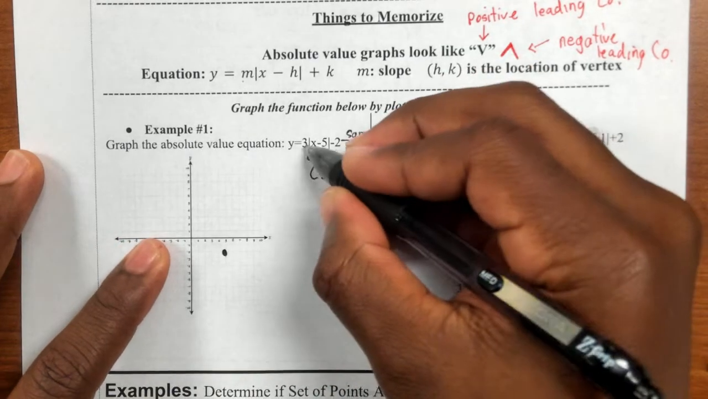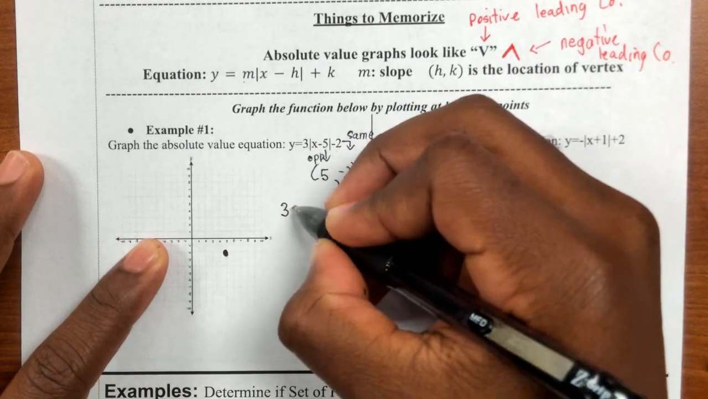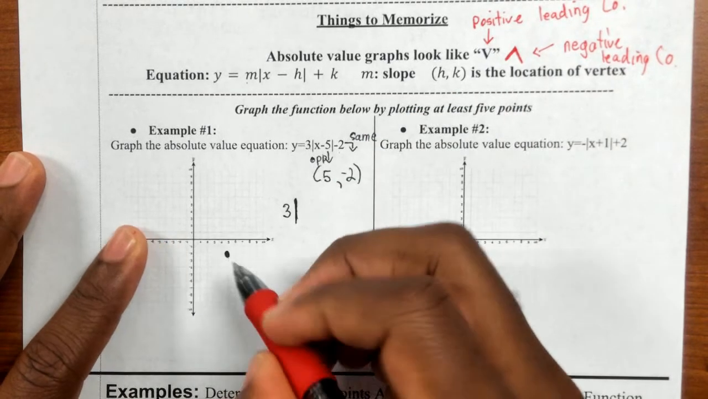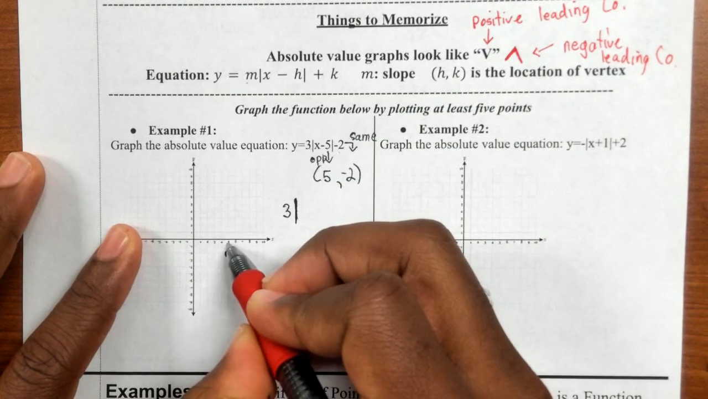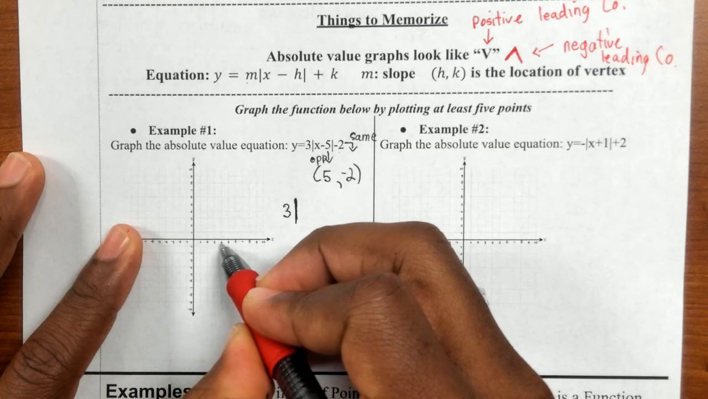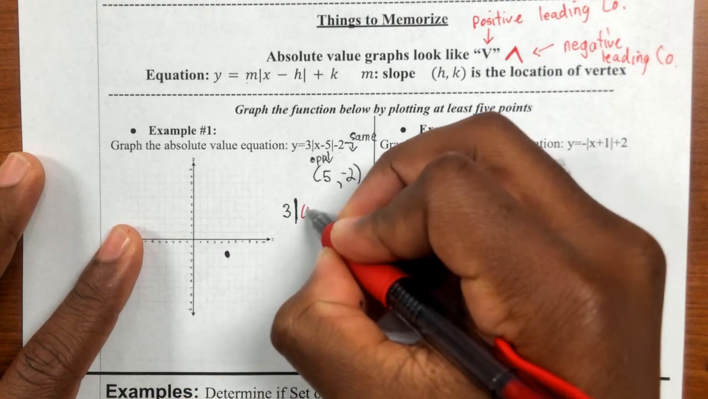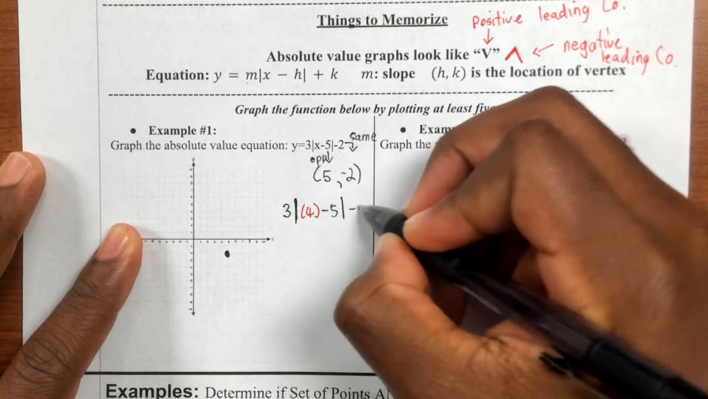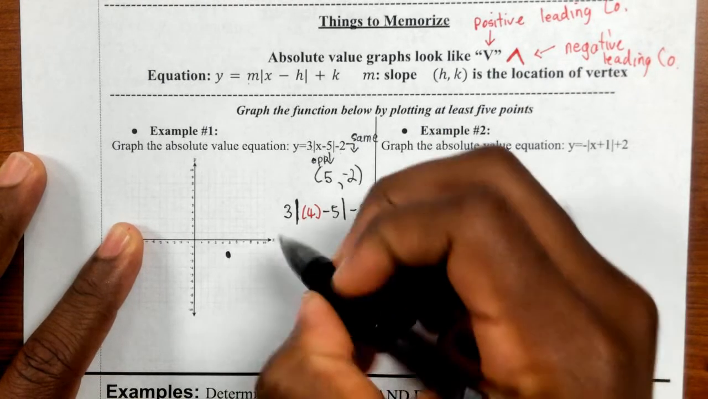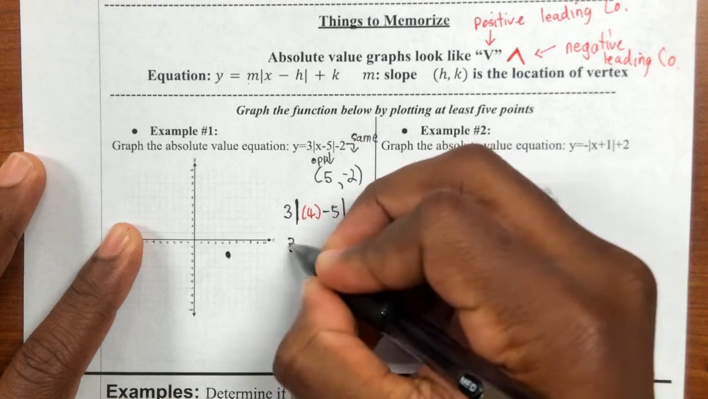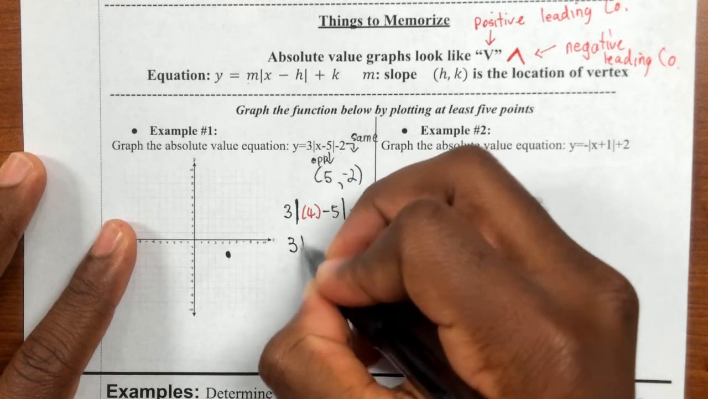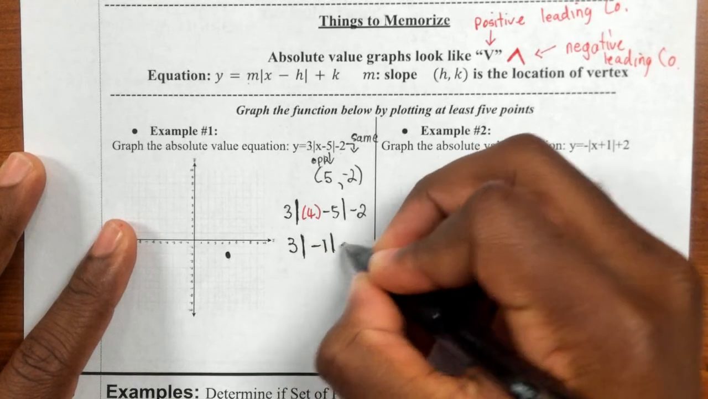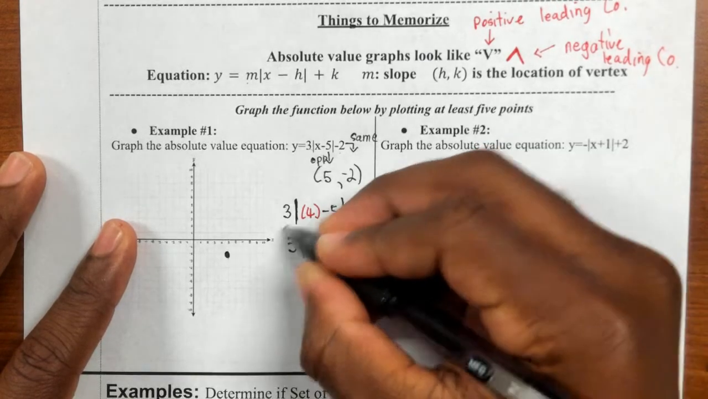I would rewrite this equation, 3 absolute value, and replace the x with the x value to the right. To the right of positive 5 would be positive 4. So I'm going to plug in parentheses 4 minus 5, minus 2. Now I'm going to calculate. The 3 I would bring down because I'm going to calculate inside first. 4 take away 5 is negative 1. Bring down the negative 2.